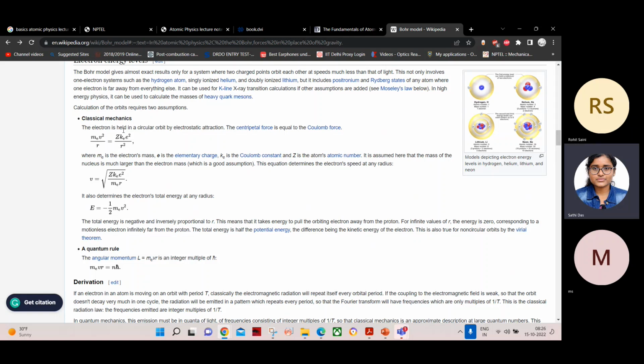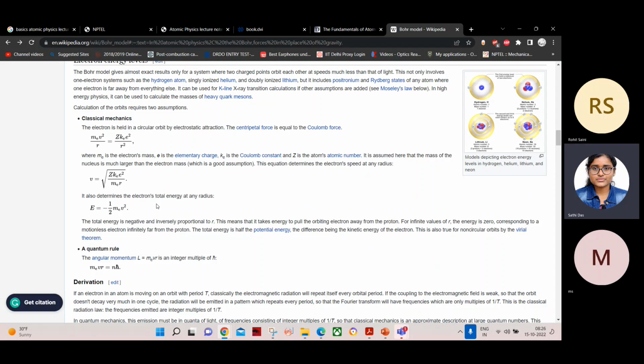So Z is the atomic number here, and k e is the Coulombic constant, and e into e is the elementary charge, e for one, the electron, and another for the nucleus. You can also have some other symbol for Z, and k e can also be another symbol, so no problem.